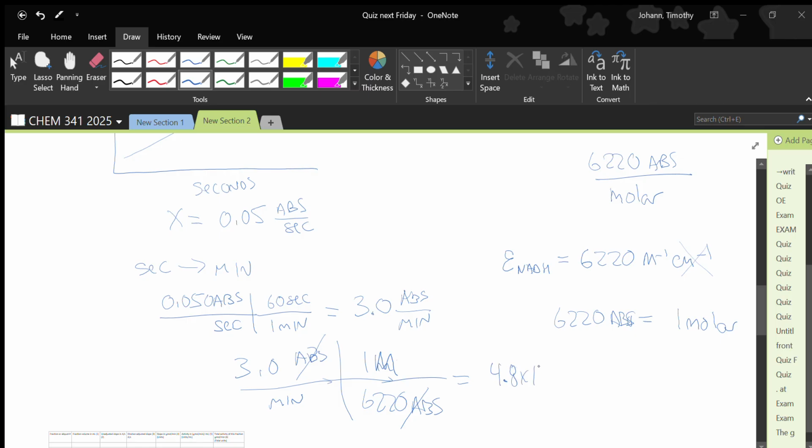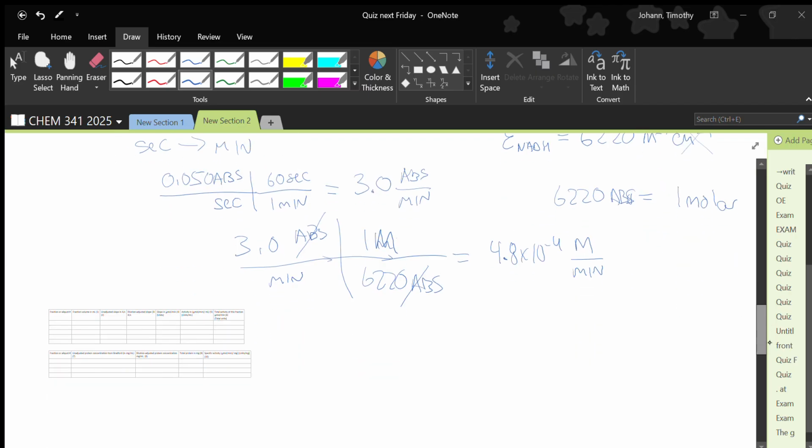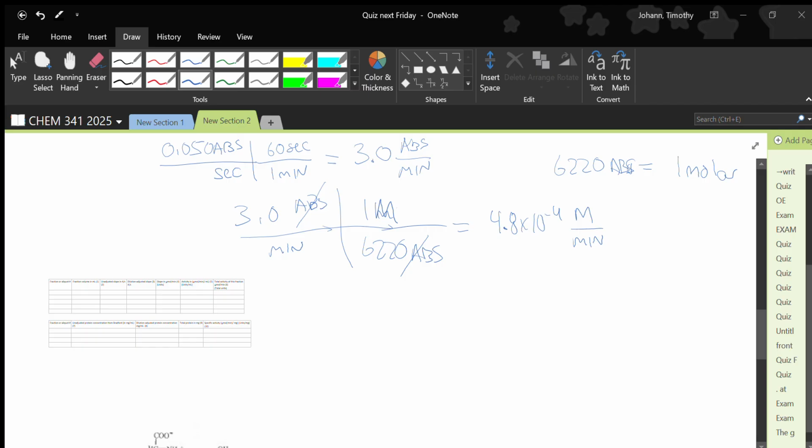4.8 times 10 to the -4th molar per minute, right? Okay, but I want micromoles, not molar. So let's get this over to micromolar, and then we'll get it to micromoles. How am I going to get it to micromoles? How many micros in a whatever? 1 times 10 to the 6. Micro is what, 10 to the 6?